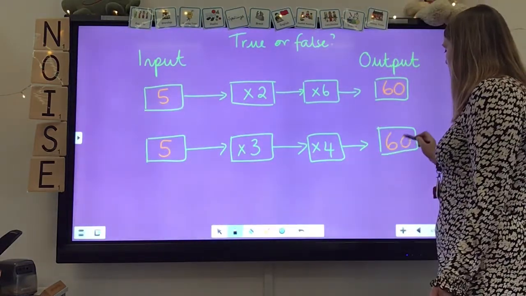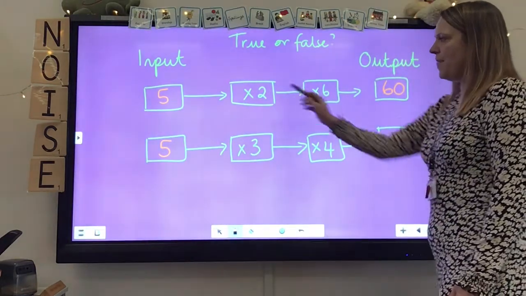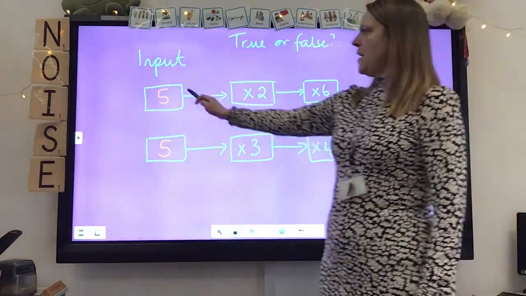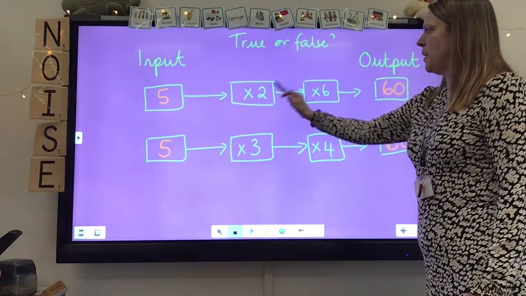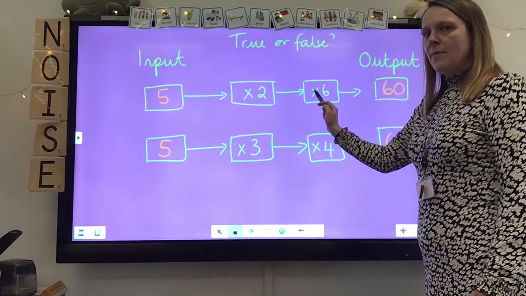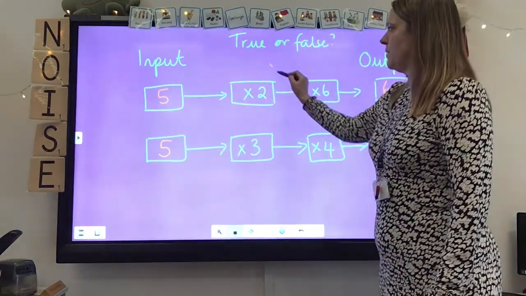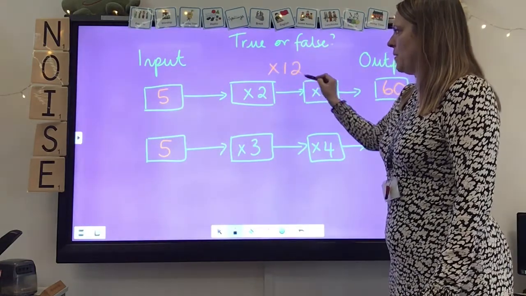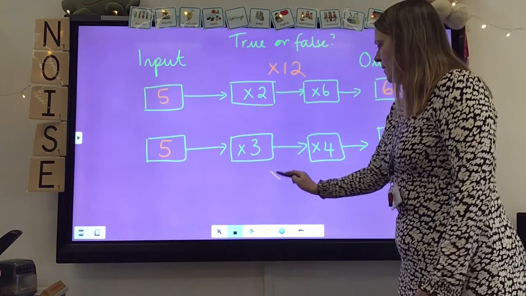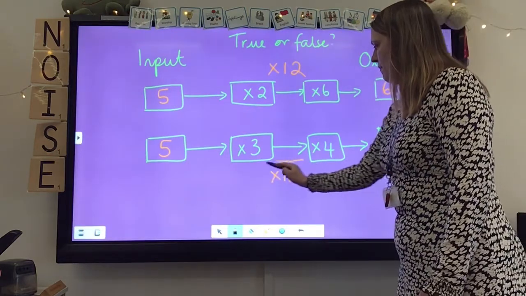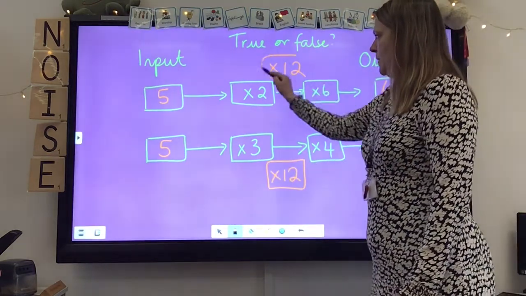So it doesn't matter. So if I had to write this as one step, what have I effectively done to get from 5 to 60? I multiplied it by 2 and then I've multiplied by 6. So in one step, I could have written that as multiplied by 12. And the same here. Timesed it by 12 if I was writing that function as one step.